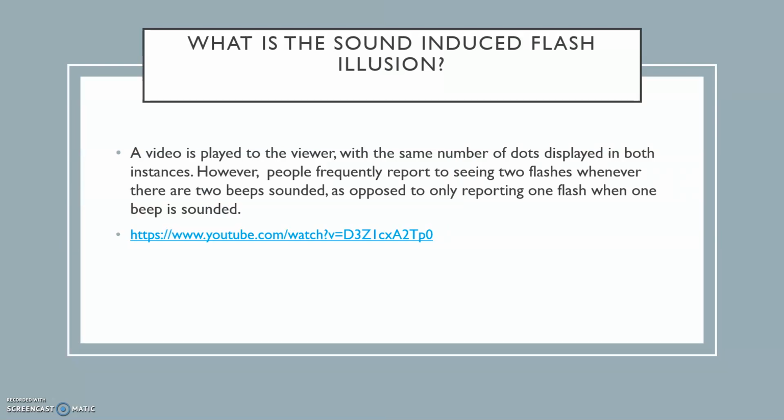What is the sound-induced flash illusion? A video is played by the viewer, with the same number of dots displayed in both instances. However, people frequently report seeing 2 flashes whenever there are 2 beeps sounded, as opposed to only reporting 1 flash when 1 beep is sounded.